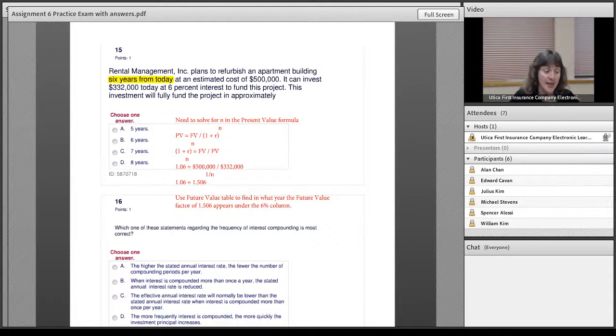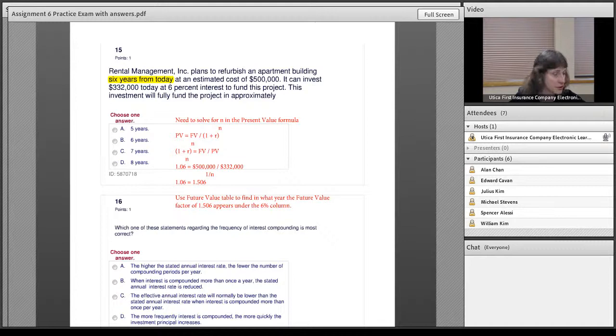$332,000 today at 6% to fund the project. This investment will fully fund the project in approximately how many years? What, the present value formula. Okay, how do I know that? Because remember, the future value is 50,000. The present value is 332,000. What are the other two factors in this formula? The percentage rate and the number of years.